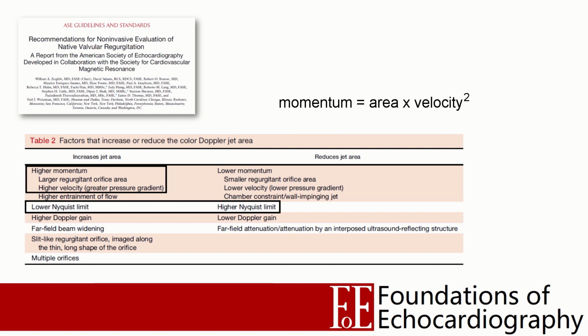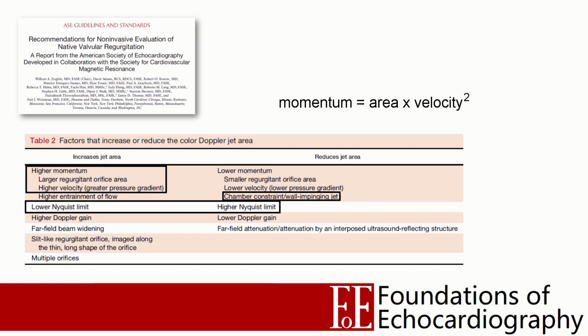With respect to aortic regurgitation, a low aortic diastolic blood pressure will reduce the gradient between the aorta and the left ventricle, reduce the velocity, reduce the momentum, and reduce the jet area. We can see this phenomenon for all of our valves, and it's particularly important for the mitral valve, where low systemic systolic blood pressures can sometimes lead to underestimating the severity of mitral regurgitation.